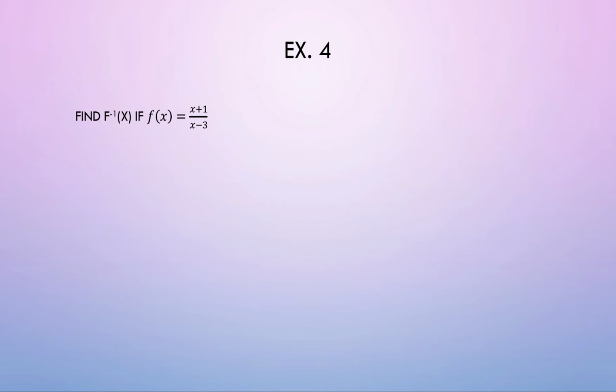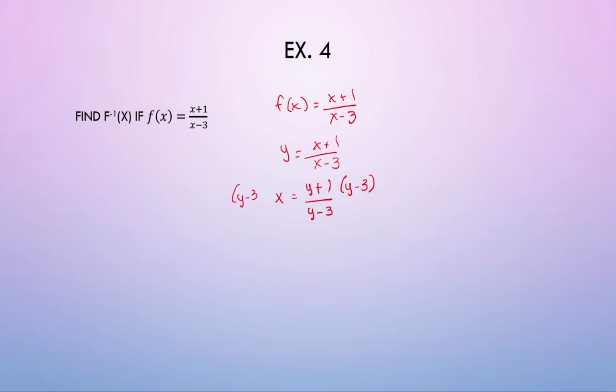Find f inverse of x if f of x equals x plus 1 over x minus 3. So again, make that y equals x plus 1 over x minus 3. We're going to switch the x and the y's, so that y turns into an x, and all of the x's turn into y's. Now we have to solve for y. We're going to multiply both sides by y minus 3.